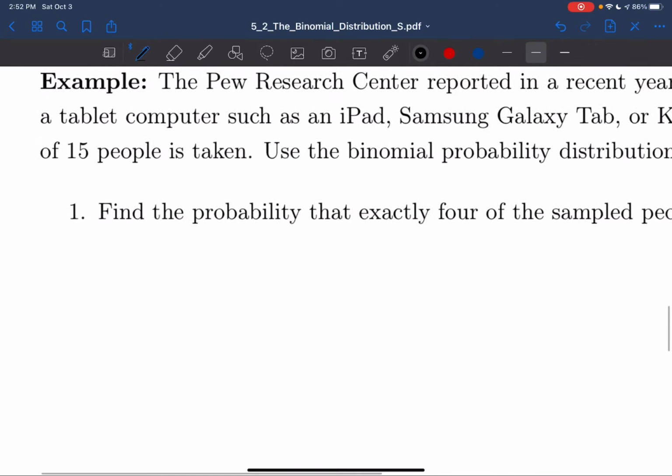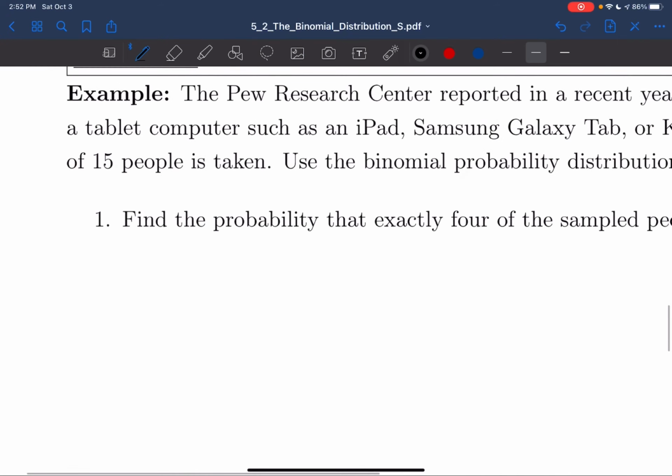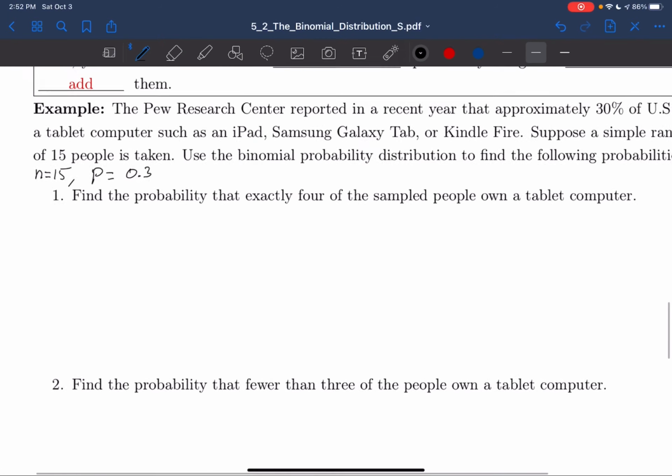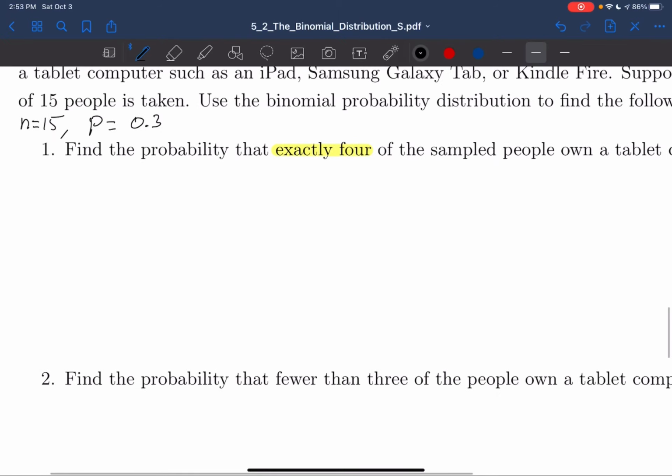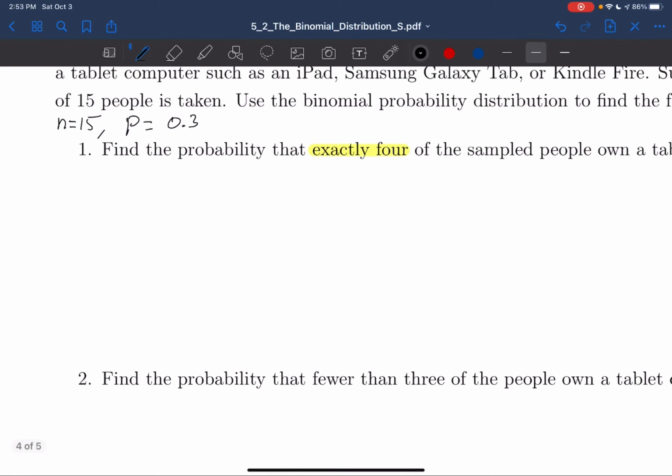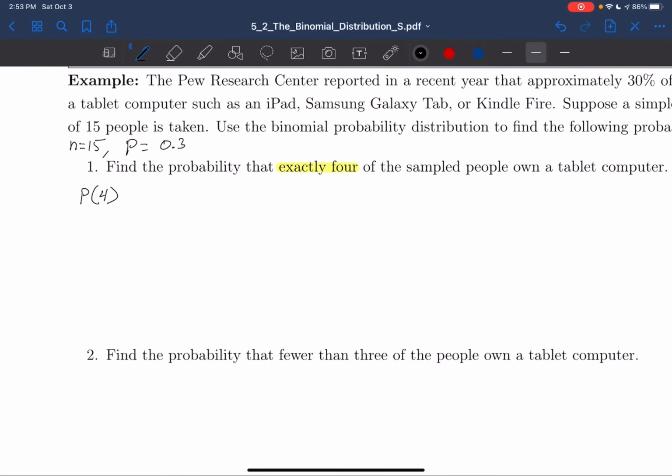So here, we already know that n is equal to 15. The number of trials is 15. And the probability of success here is just 0.3. The only thing that's changing is our x value, so that's going to change for each individual question. For example, number 1: find the probability that exactly 4 of the sample people own a tablet computer. So here it is asking, what is the probability that exactly 4 of the people own some sort of tablet?